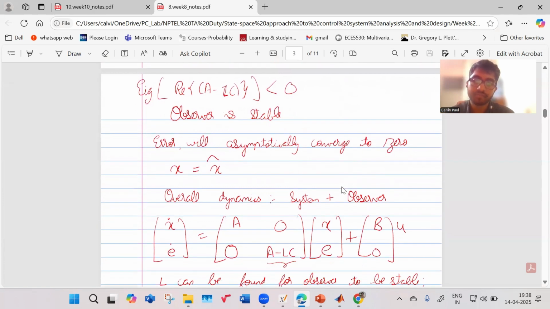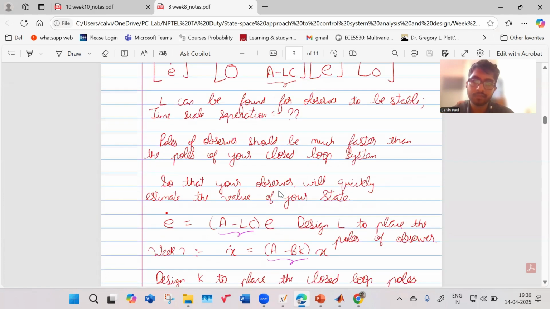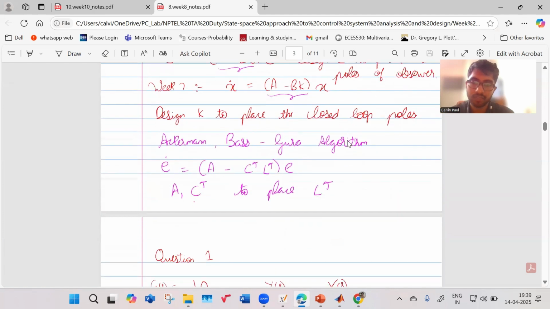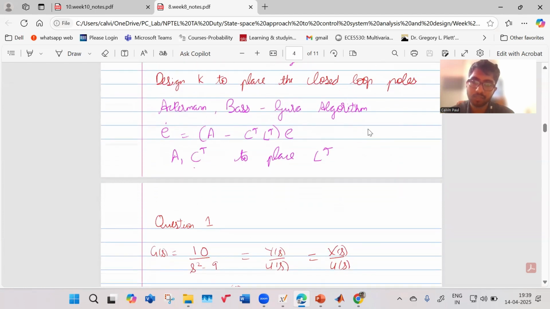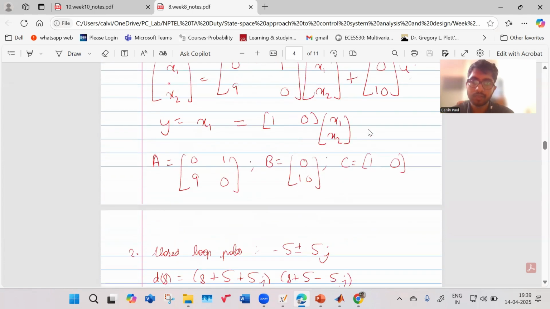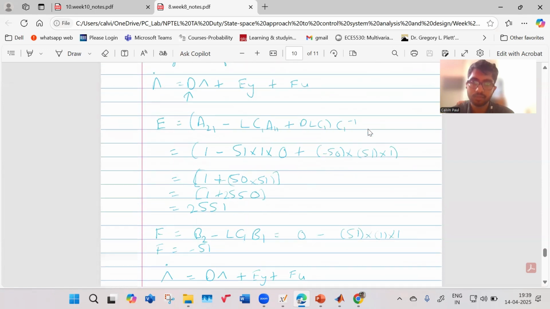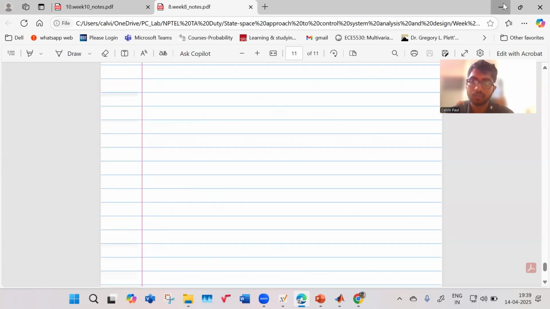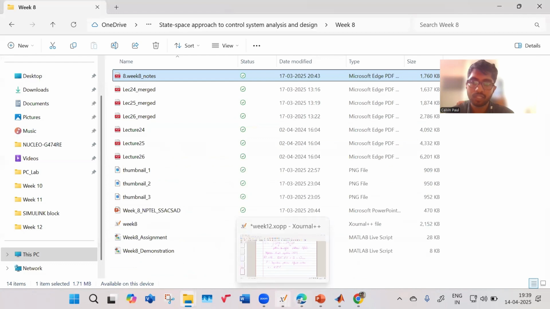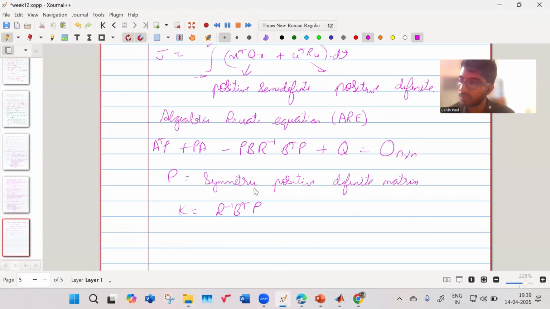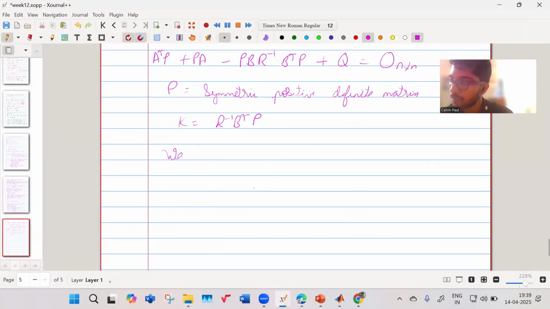And then to estimate the value of the states, we can use the Ackermann-Bass-Gura algorithm also to find the values of our states. We can design an observer. So that is week 8. Week 8 is related to observers.